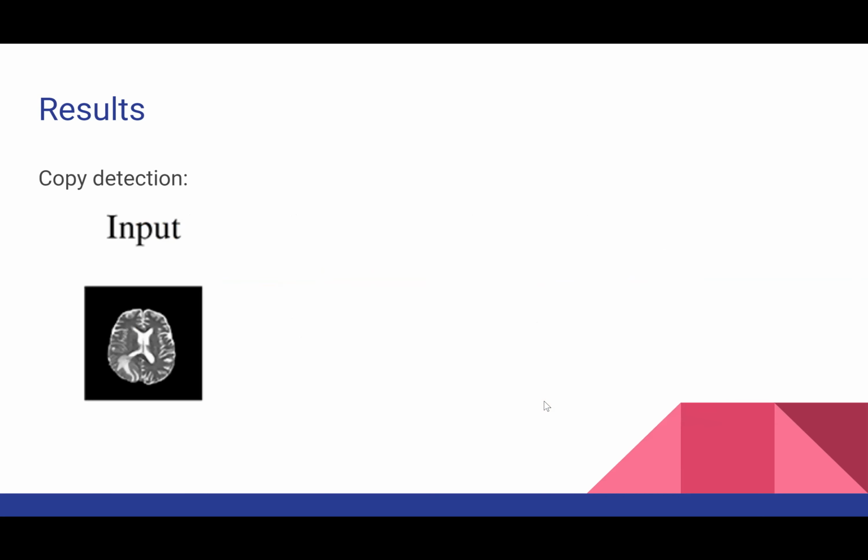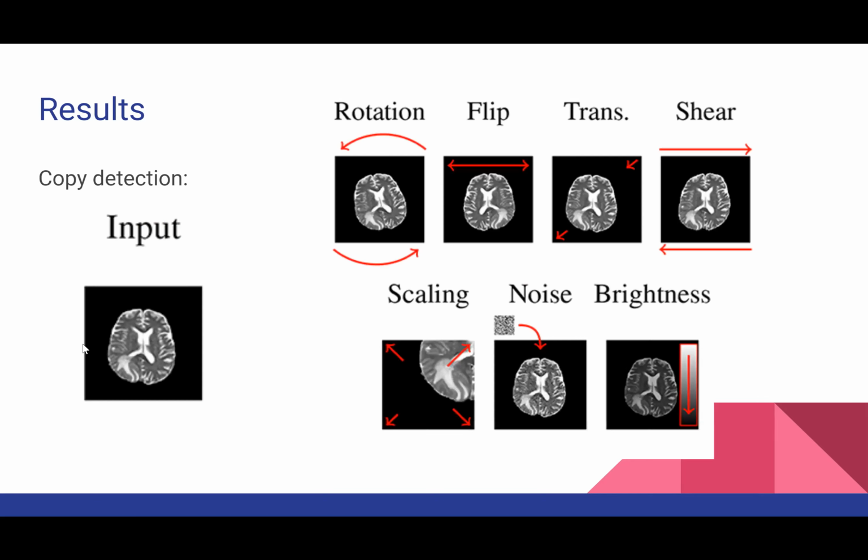Next up, we have copy detection. Basically, we have an input image from a data set that's going to be augmented. So it's going to be rotated, flipped. We can change the scale, we can change the brightness. And what copy detection wants to do is trace back an augmented image to its original input image.